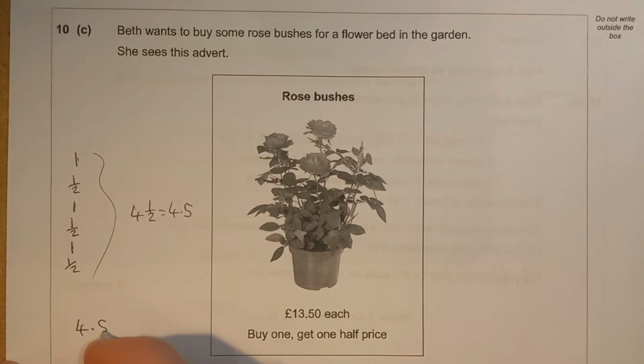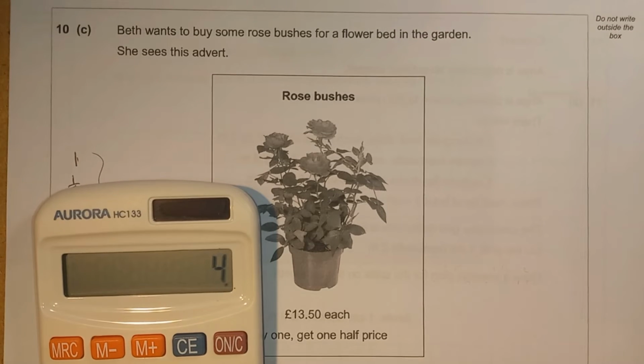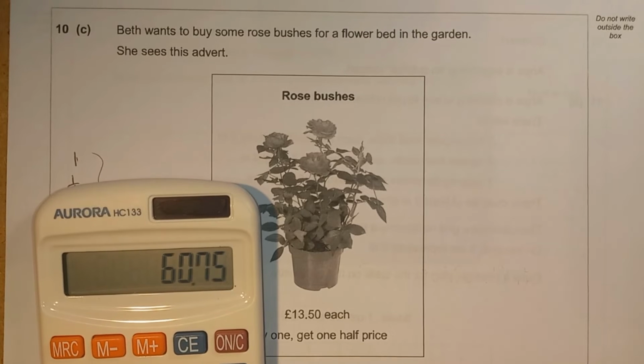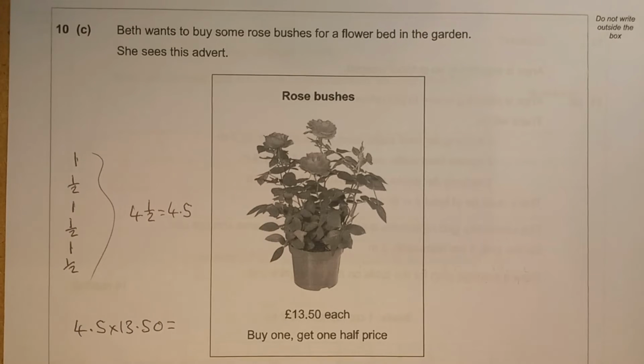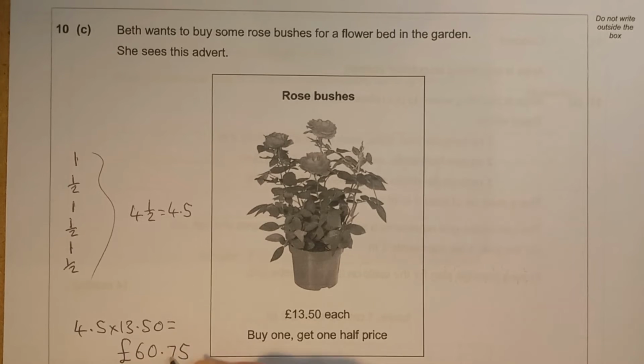So 4.5 times £13.50 gives us £60.75. Now you might prefer to say, well, I want to work out what half price of a bush is and then add them up, which is fine.